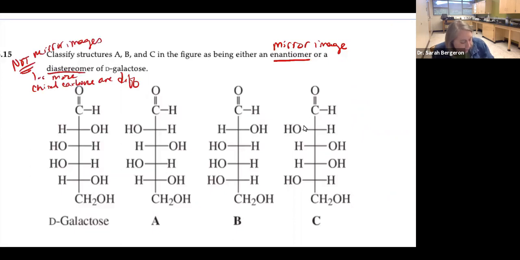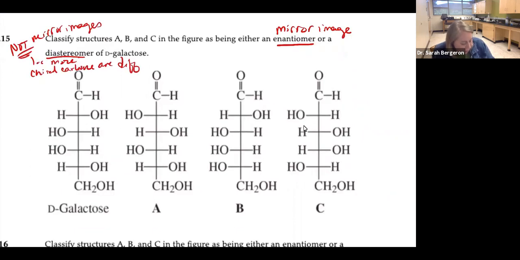Okay, so let's look at this. We got D-galactose. So I want to compare my first chiral carbon. My first chiral carbon, whoa, that's swapped. Let me just circle it on the one we're comparing, that way I don't have to erase all the time. So this one swapped. The next one, carbon 2, is swapped. Carbon 3 is the same. Carbon 4 is the same. So is it a perfect mirror image? No. So this must be a diastereomer.